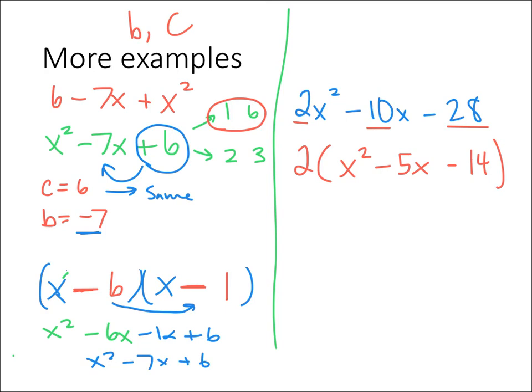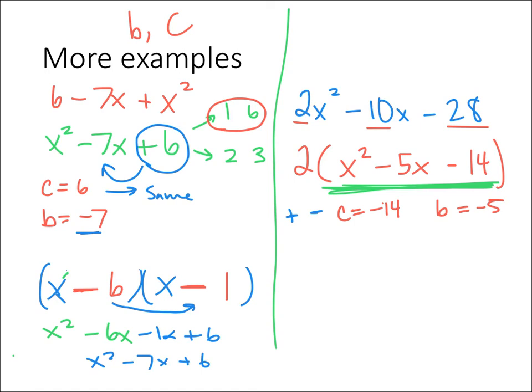Now this one's going to be a little bit more tricky. I can ignore this 2 on the outside and just focus on the polynomial on the inside. So what I'm looking at is I'm identifying C. In this case C is negative 14. And B is negative 5. So I'm looking for factor pairs of negative 14 that will combine to give me negative 5. Now, since C is negative, one of those factors has to be positive and one of those factors has to be negative.